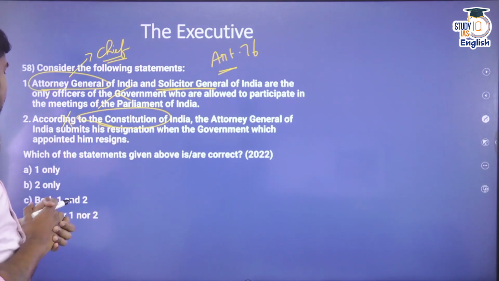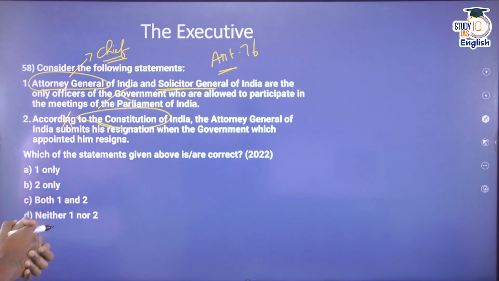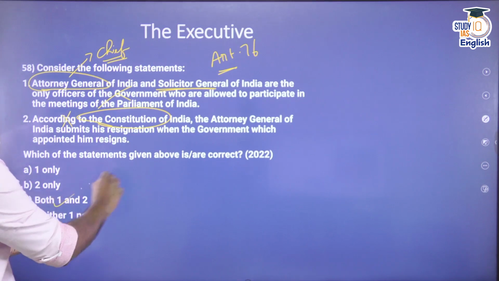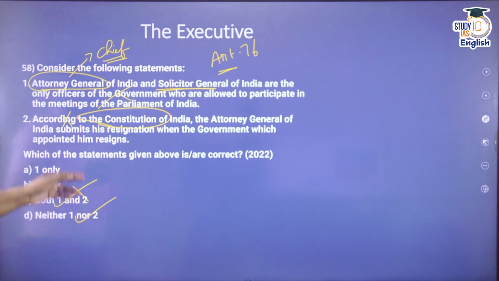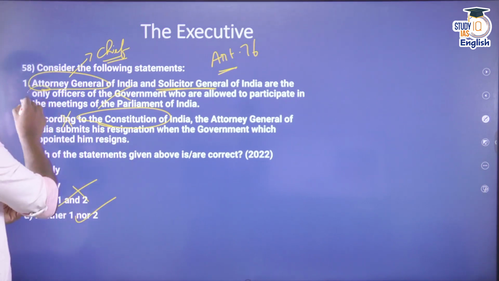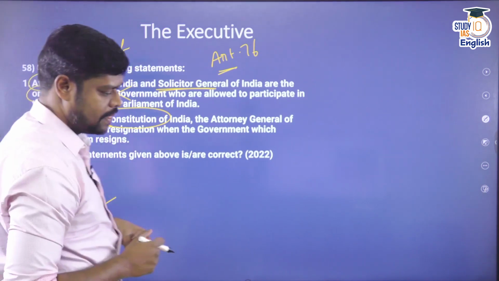Which of the statements given above are correct? The statements that are given above, which are correct. So both the statements are not correct. So probably the right statement is option D, that is neither 1 nor 2. Now come to statement number 1. It is saying that the Attorney General of India and the Solicitor General of India are the only officers. Now please be very cautious of this word only.